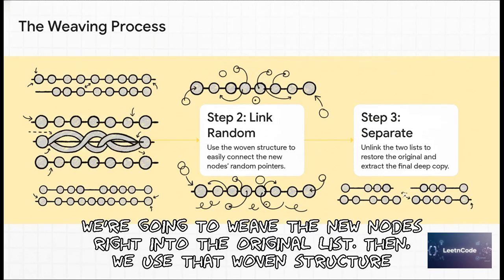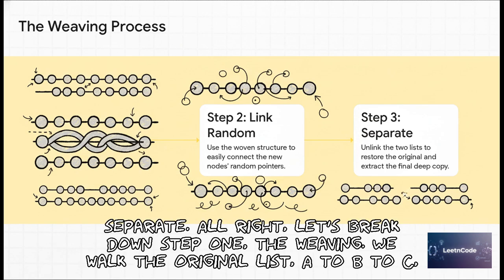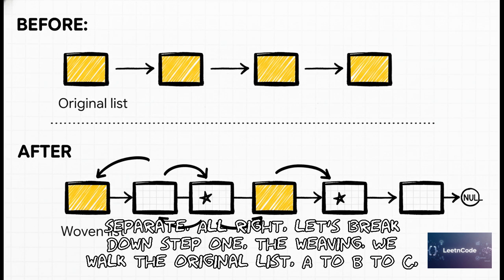First, we're going to weave the new nodes right into the original list. Then, we use that woven structure to link up the random pointers. And finally, we separate the two lists back out. Weave, link, separate. All right, let's break down step one, the weaving.